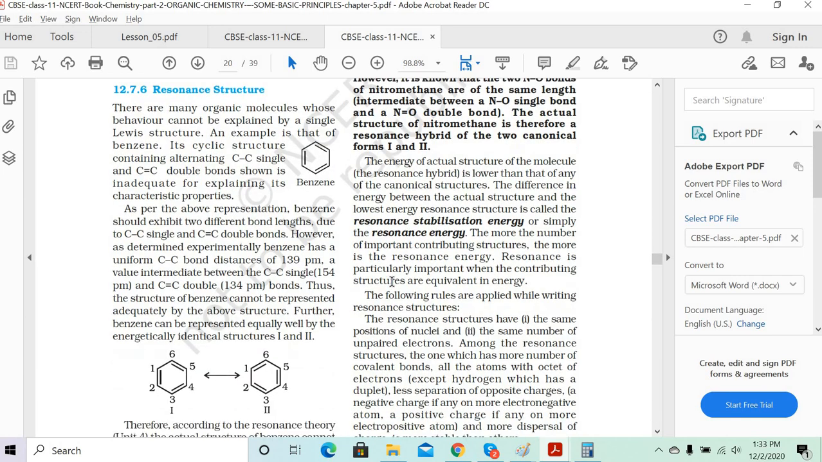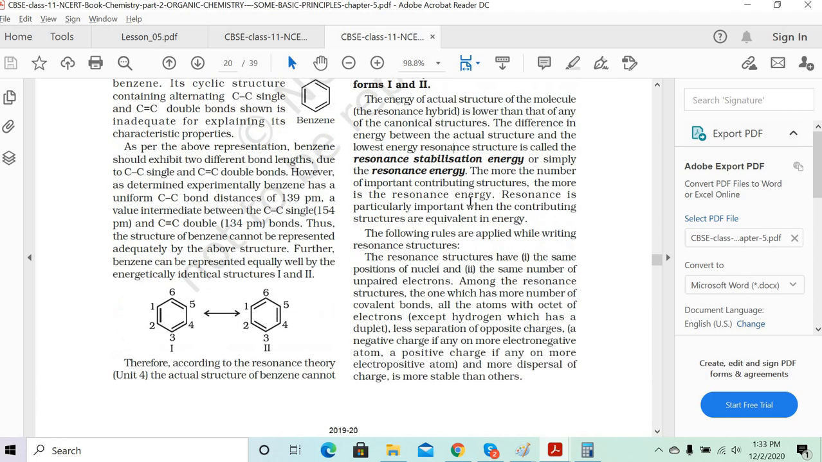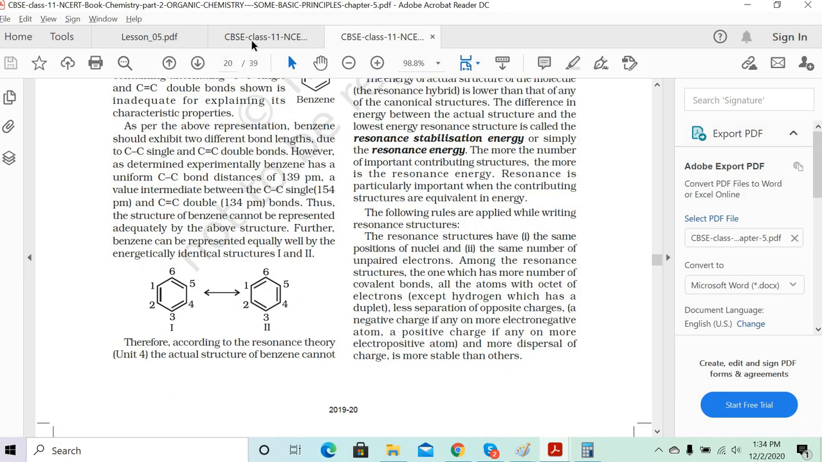Okay, just read out this paragraph, this part, and let's finish reading it, because it's the same thing we just discussed.